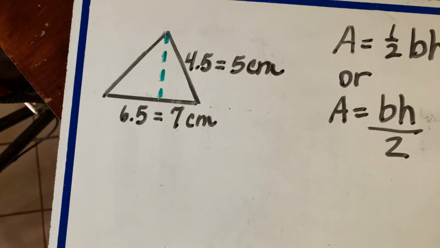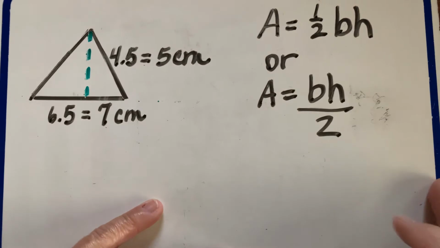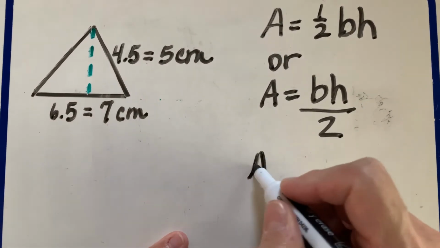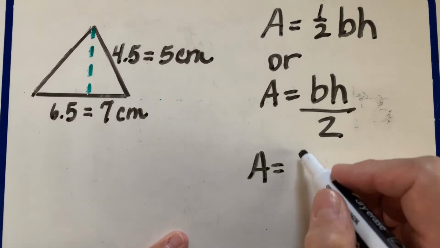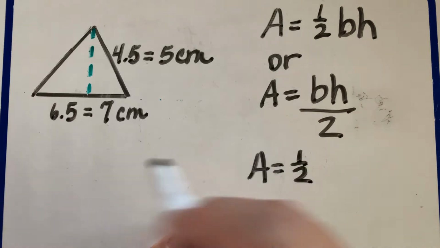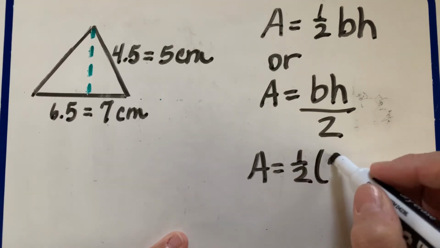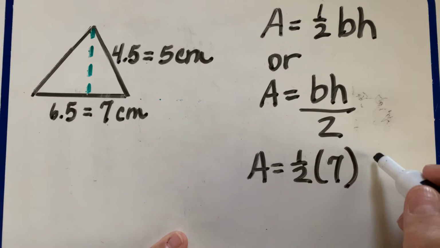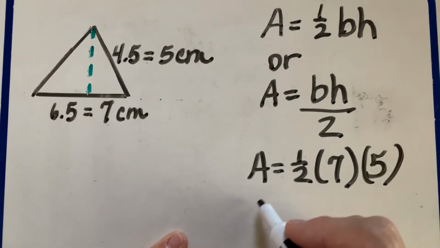Okay. So now that we have identified our base and our height, we can plug our information into our formula. And so we know that it's going to be 1/2. The base, we're using the whole number, it's going to be 7. And the height is going to be 5. Okay.